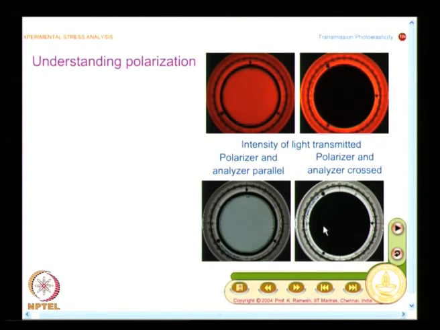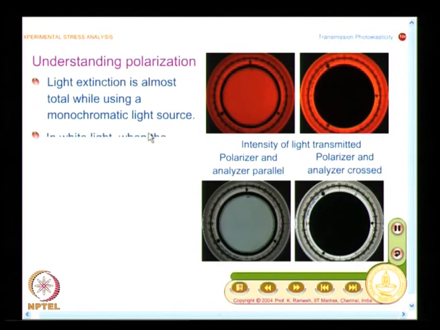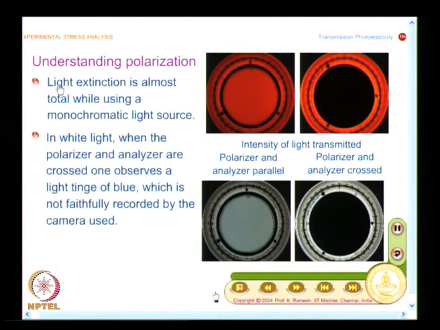But in the actual experiment, when you go and see, you will have a light tinge of blue, which is not seen here because of color reproduction: it is recorded by a camera, converted into the computer, and then you view it, so there is a difference. Light extinction is almost total while using a monochromatic light source. When I have a light source of single wavelength, with a polarizer and analyzer, light is completely cut off. In white light, when the polarizer and analyzer are crossed, one observes a light tinge of blue. If your eye is sensitive on the experimental bench, you would see that, which is not faithfully recorded by the camera used.